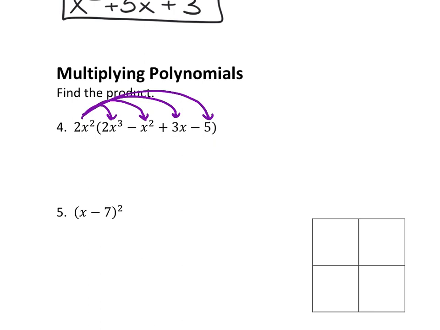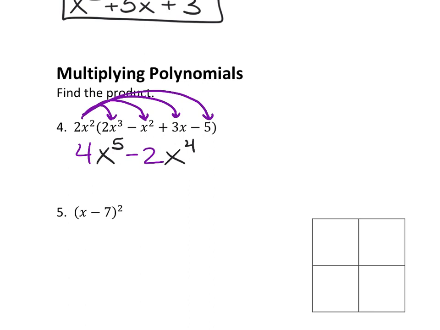Okay, so the first one. 2x squared times 2x cubed. Well, 2 times 2 is 4. And x squared times x to the 3rd power is x to the 5th power. 2 plus 3. Then we do the next one. 2x squared times negative 1x squared is going to be negative 2x to what power? 4. 2 plus 2 is 4. So that one now becomes 4. They should be getting bigger because we're multiplying by an exponent.